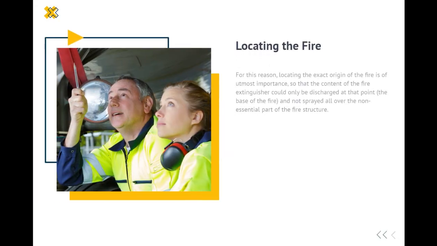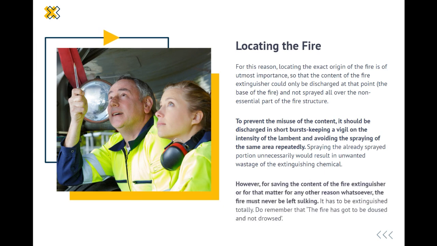For this reason, locating the exact origin of the fire is of utmost importance, so that the content of the fire extinguisher could only be discharged at that point, the base of the fire, and not sprayed all over the non-essential part of the fire structure. To prevent the misuse of the content, it should be discharged in short bursts, keeping a vigil on the intensity of the flame and avoiding the spraying of the same area repeatedly. Spraying the already sprayed portion unnecessarily would result in unwanted wastage of the extinguishing chemical.